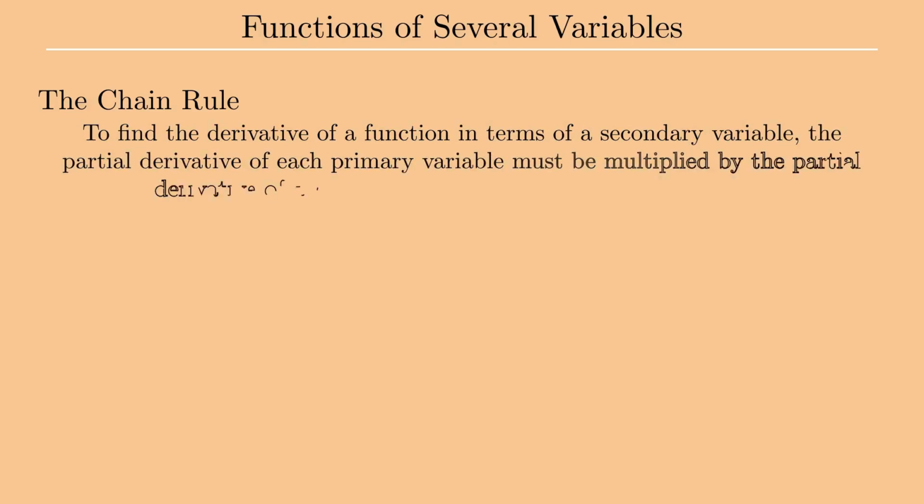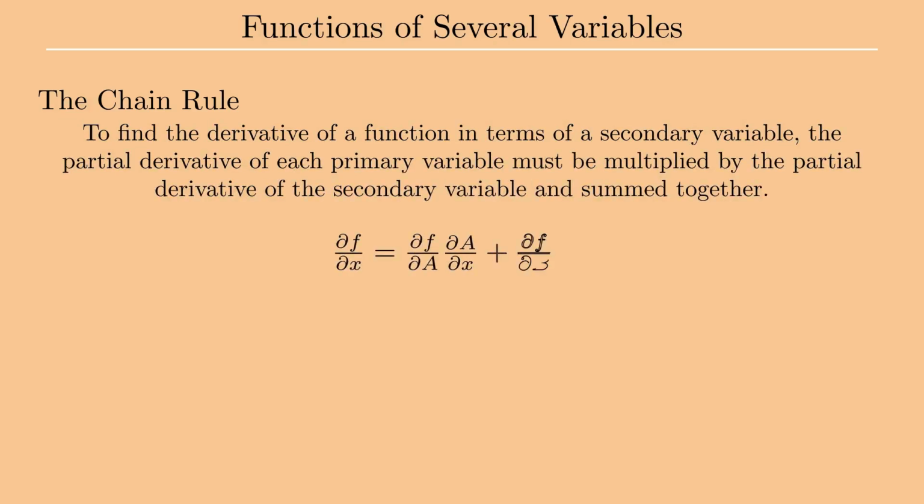To find the derivative of a function in terms of a secondary variable, the partial derivative of each primary variable must be multiplied by the partial derivative of the secondary variable and summed together.